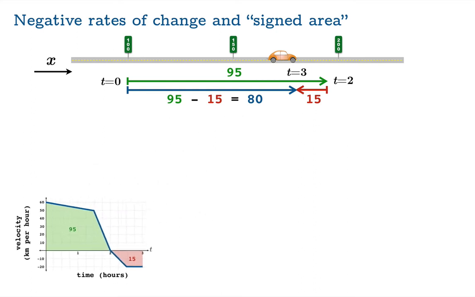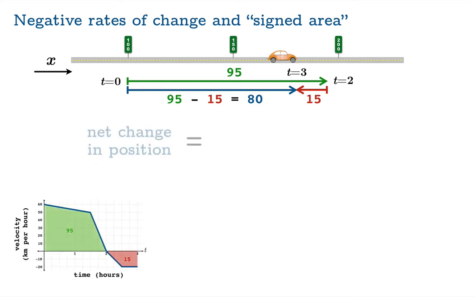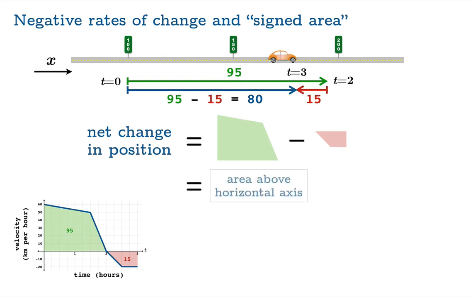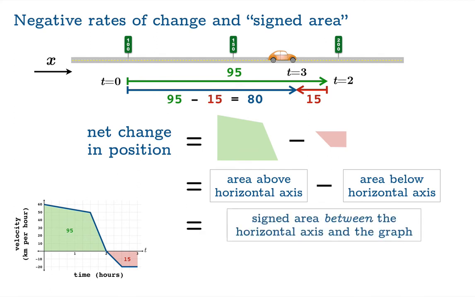Let's think about this in terms of areas. The net change in position, or displacement, turned out to be the distance to the right minus the distance traveled to the left, which is to say we're taking the area above the horizontal axis and we're subtracting off the area we found below the horizontal axis. This is going to be what we call the signed area between the horizontal axis and the graph, or just signed area for short.